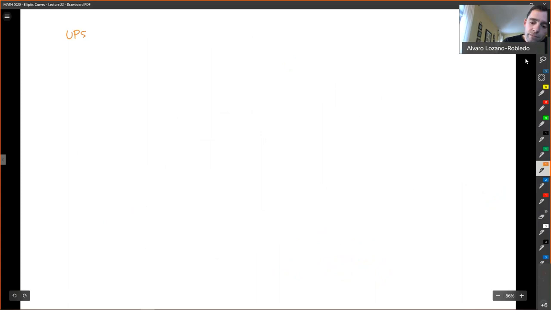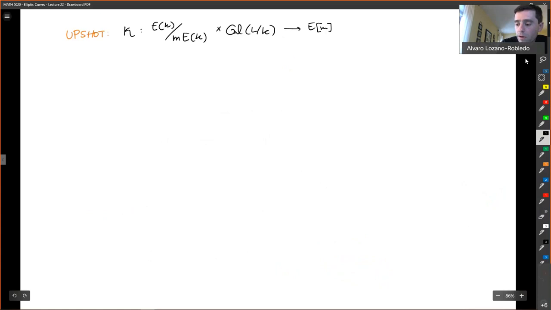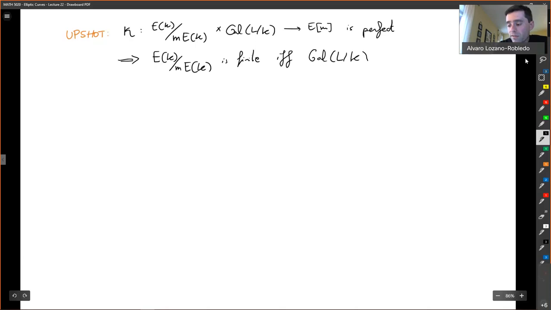So we have that kappa from E(K) modulo mE(K) cross the Galois group of L over K going into E[m] is perfect, and therefore the weak Mordell-Weil theorem is true. This is finite if and only if the Galois group of L over K is finite. But a Galois group is finite, it has the same order as the degree of the extension, if and only if L over K is a finite extension.